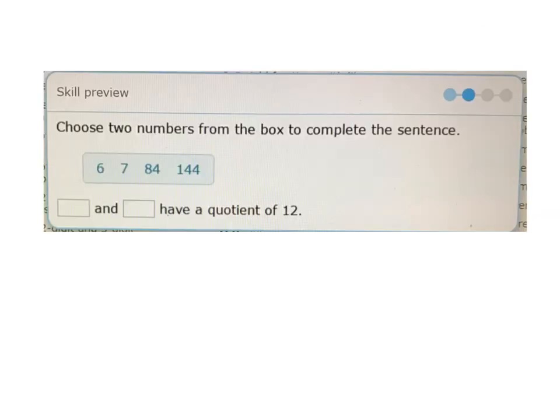And the same thing in this last example. I have a bit of a harder time with my 12, so this one I did have to refer to my multiplication table. But having looked at that, I realized that 7 times 12 is 84. Therefore, 84 divided by 7 has a quotient of 12.